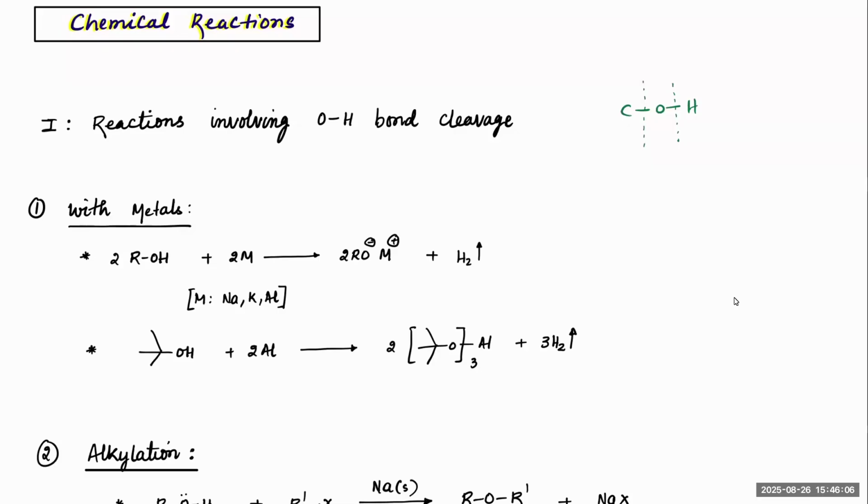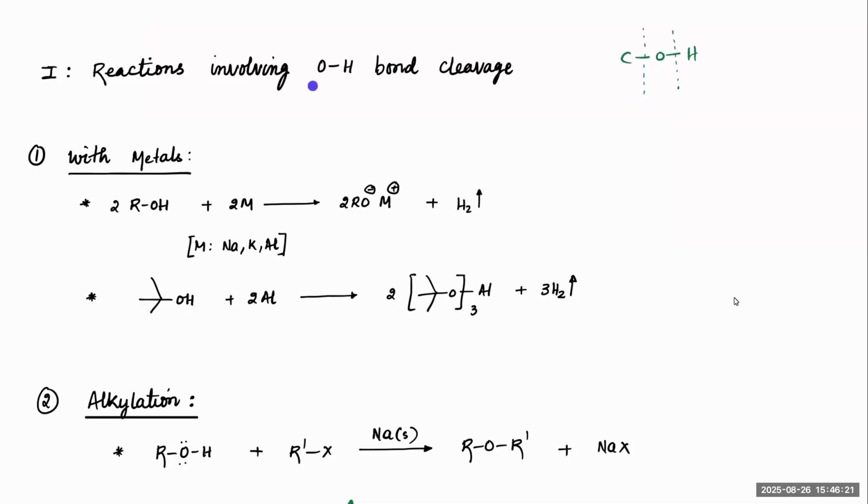Whenever we come across alcohols, we need to see chemical reactions in two different types of cleavages. One is between oxygen and hydrogen, the other one is between carbon and oxygen. So first let us see how the OH bond cleavage will lead to certain reactions.